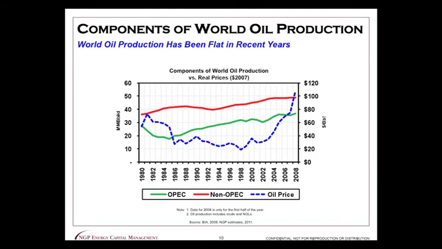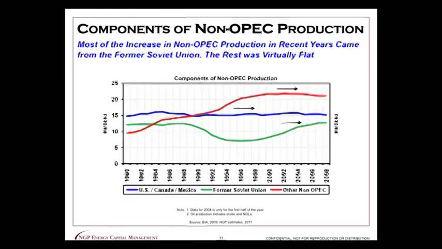Just to look at non-OPEC production here, just to look at the component, the blue is the US and Canada, the former Soviet Union is the green, and other non-OPEC is the red. Flat, flat, this is flat here, but even if you go in the previous years, this is just a recovery. This is not even an increase, because without the collapse of the Soviet Union, this would have been just a straight line.